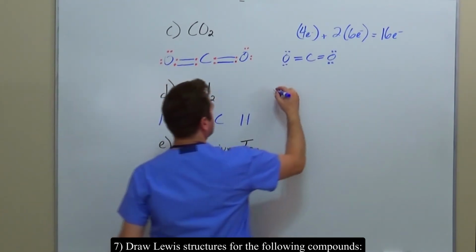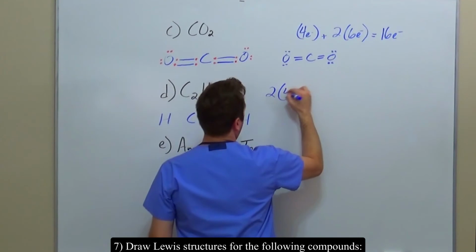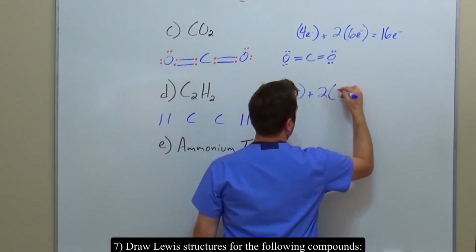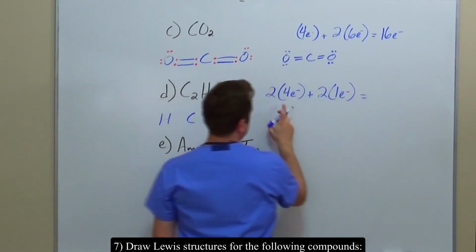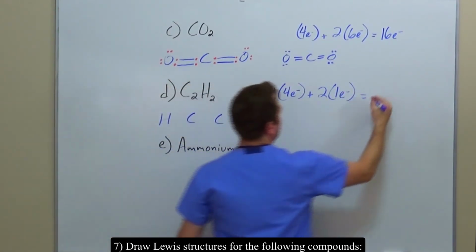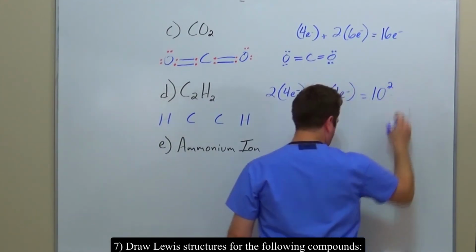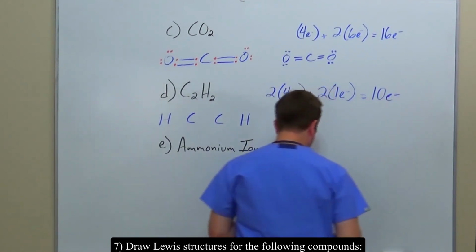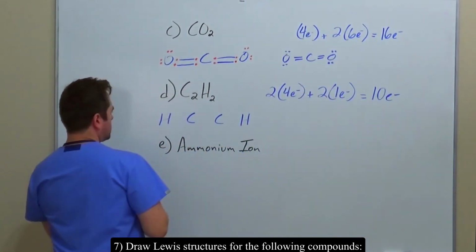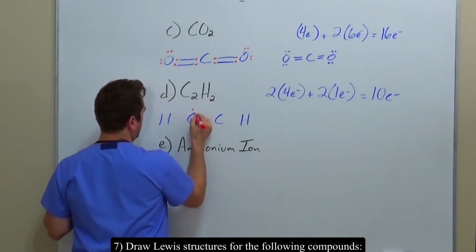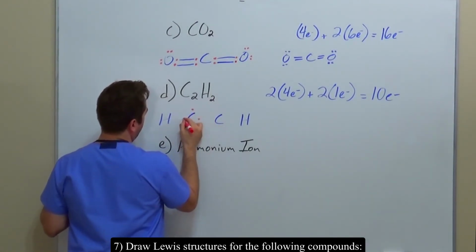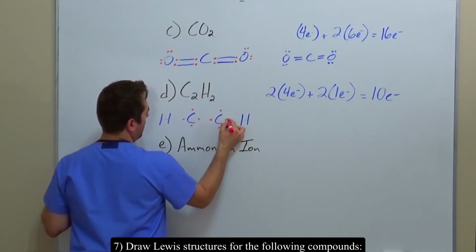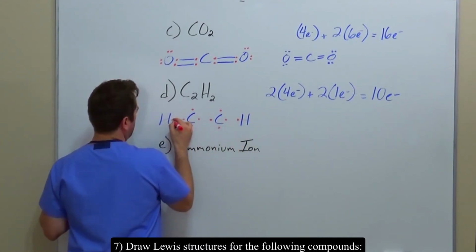Now let's go through our process. We have 2 carbons. Each carbon contributes 4 valence electrons. We have 2 hydrogens. Each of those contributes 1 valence electron. So we have 2 times 4 is 8, plus 2 is a total of 10 electrons that we need to account for. Okay, let's do it. Let's have our individual electrons. Here's 1, 2, 3, 4. We'll do that there, there, there, and there. And now for our valence electrons on our hydrogens.